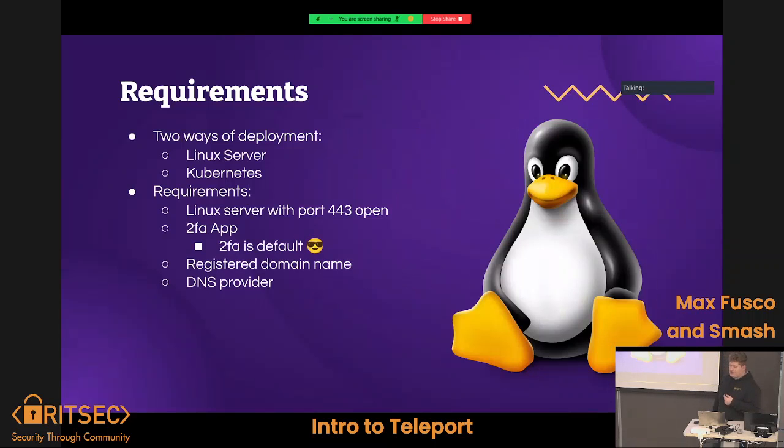So let's start off. What do you need? It is very simple. There are two ways to deploy: either as a standalone Linux server, or in a Kubernetes cluster. There's a subsection there where you can just deploy it as a Docker container, which I feel is covered in one of those two. Requirements: you have to have access to port 443. You have to have a 2FA app. We've talked about mandatory 2FA; well, you have to have the app to go along with it. It is the default, and it's one of the reasons why I love this tool so much.